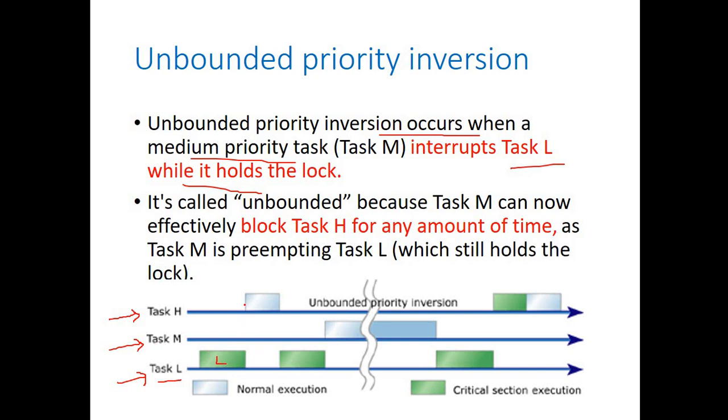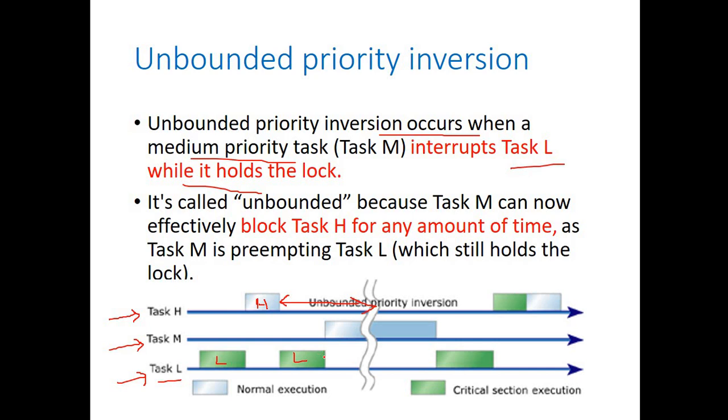So it will continue its execution in the critical section. Now, the high priority process wants to enter into the critical section, but it fails to acquire the mutex lock on the resource because it is held by task L. So then what happens? Task H will enter into a waiting state. So during this process, the process L will continue its execution in the critical section.